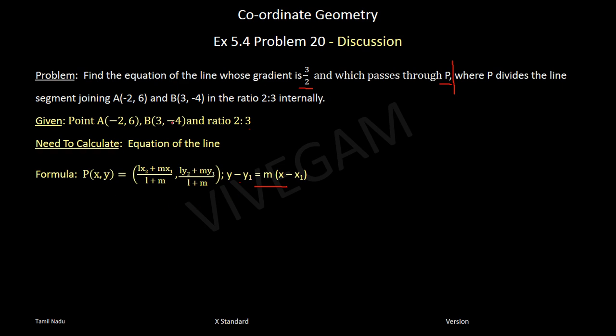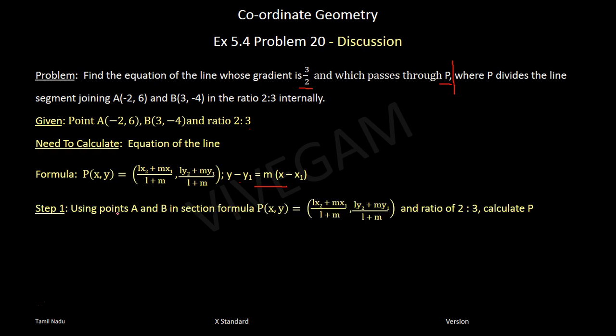They have told you these 2 points are divided by P in the ratio of 2:3. So l equals 2, m equals 3. x1, y1 is this point, x2, y2 is this point. So using the section formula and this ratio, you'll be able to calculate the point P. Once you know point P, then use the slope and substitute in this equation and get the equation of the straight line. Let's see the steps. Using points A and B in the section formula, calculate P(x, y), with the ratio 2:3.